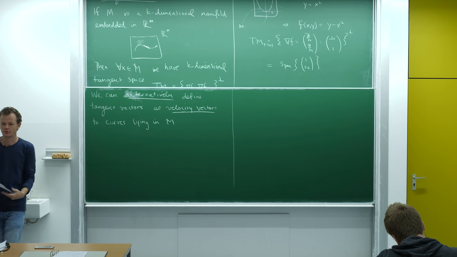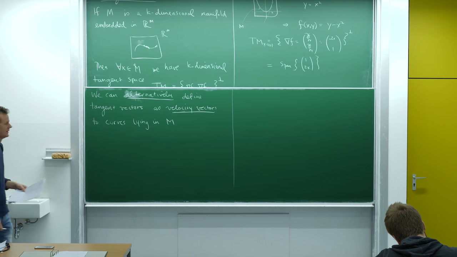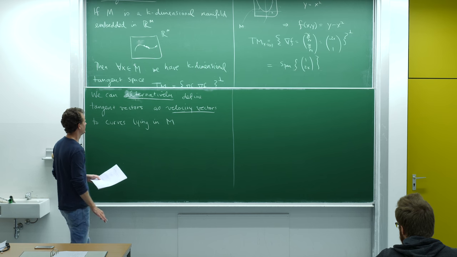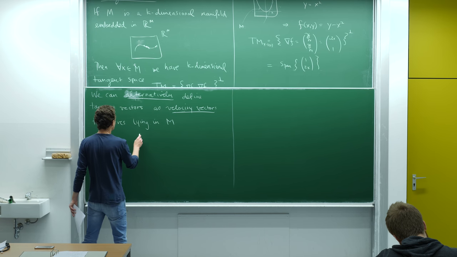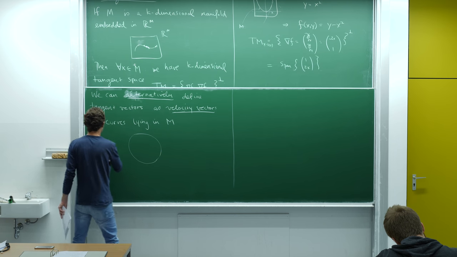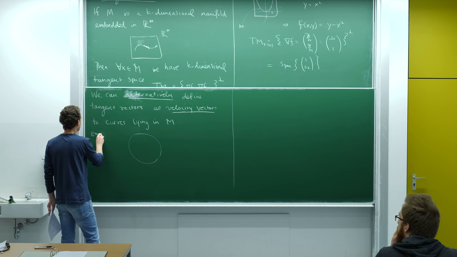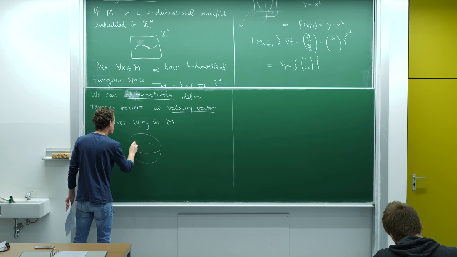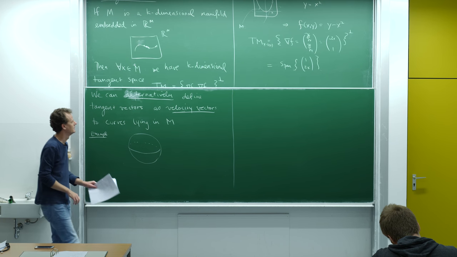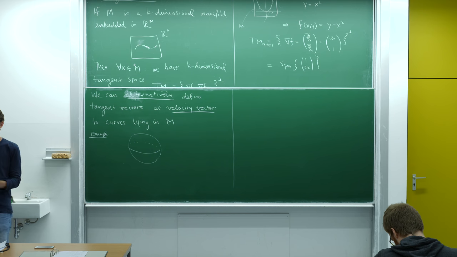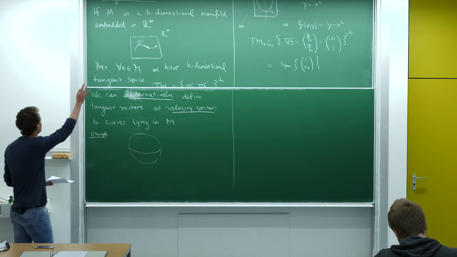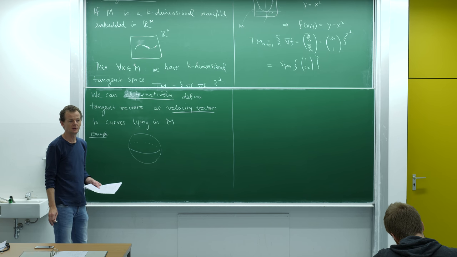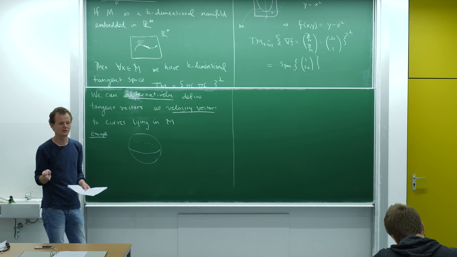This is the next definition of what a tangent vector could be. We're going to define them as velocity vectors to curves lying in M. So I'm going to take a slightly more complicated example, namely a sphere, the surface of a sphere. Again, the sphere is embedded in R^3, so we know what tangent means according to our first notion. But we want to capture the notion of tangency in a different way.